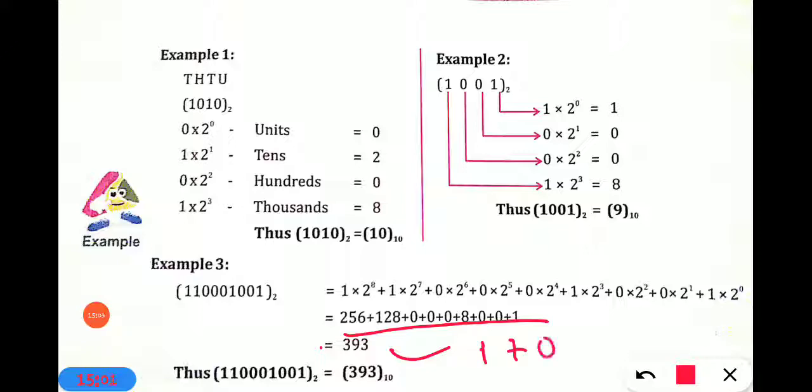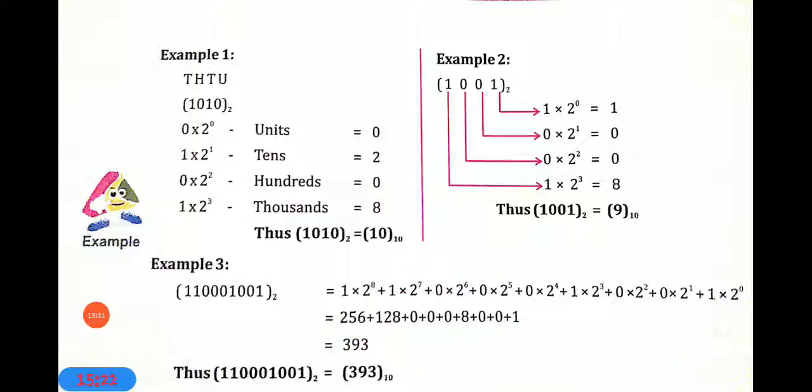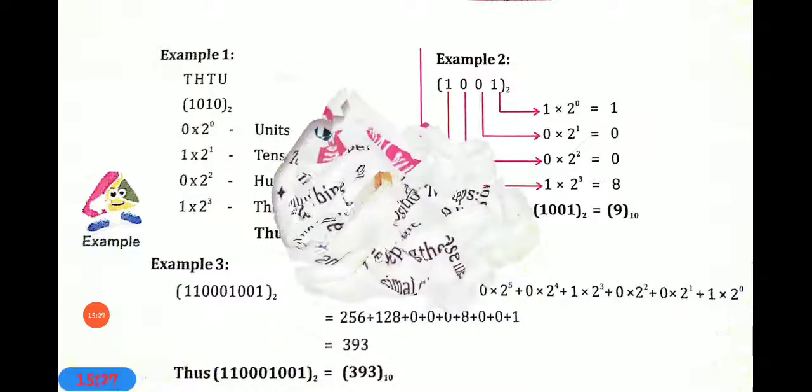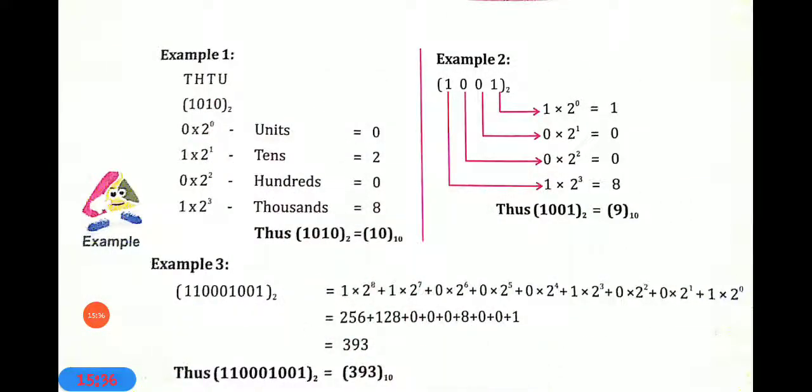1 + 0 + 0 + 8 + 0 + 0 + 0 + 0 + 128 + 256. This is the answer. Means totally reverse. Okay, so if you start writing from the right hand side you will get this answer, the same answer as from the left hand side. Clear everyone? So this is binary to decimal. 3 steps you have to follow and you have to do this sum. I hope you all get how to do this binary to decimal conversion.